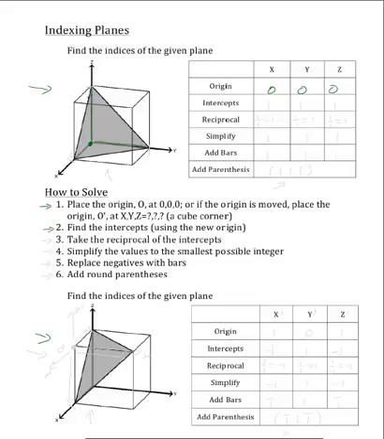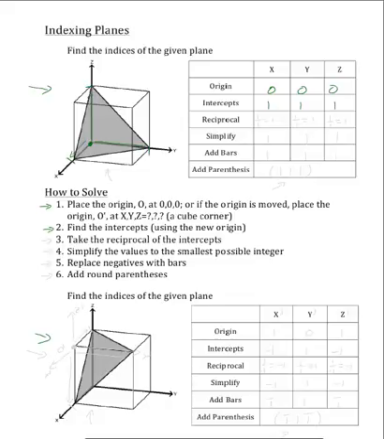Now the next step is to find the intercepts. To do this, we will start at the origin, and we will travel along the x-axis until the plane intercepts it, which is right here, at 1. Then we will go back to the origin and travel along the y-axis until the plane intercepts it, which will be right here, at positive 1. And finally, we will go back to the origin and travel along the z-axis until the plane intercepts it, which is right here, at positive 1.